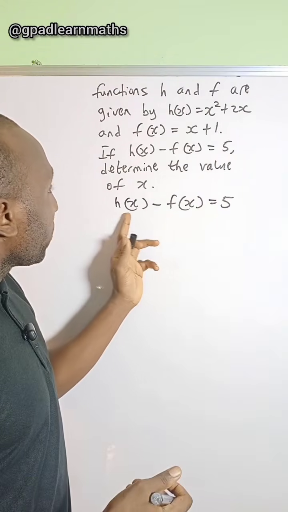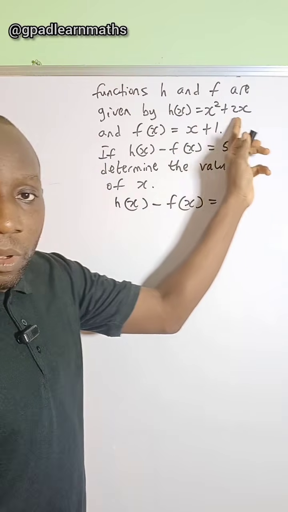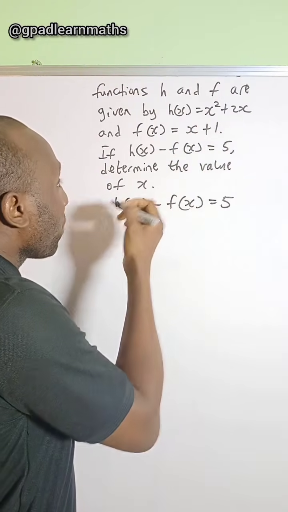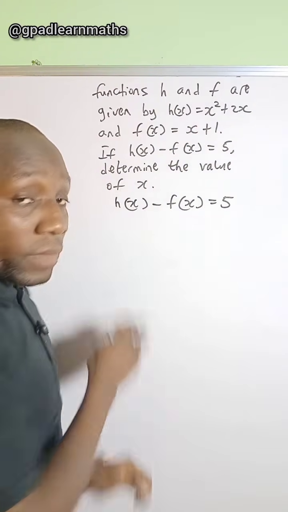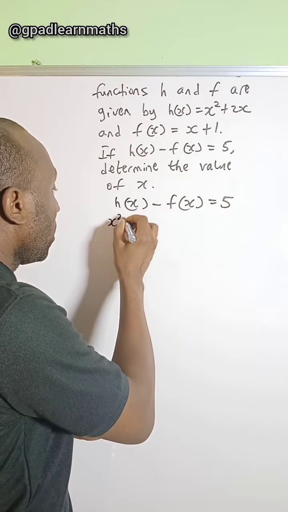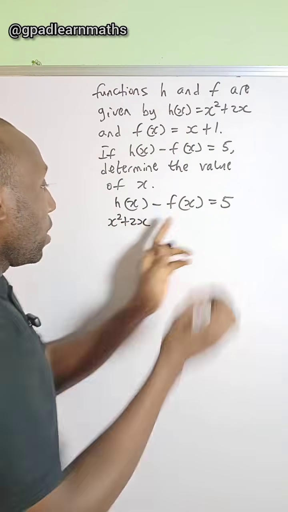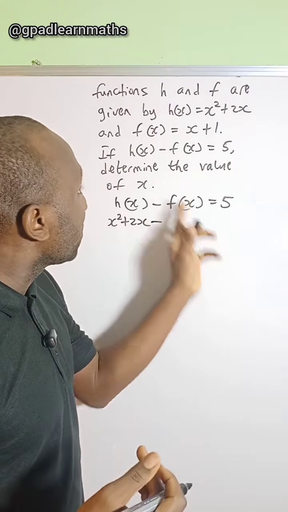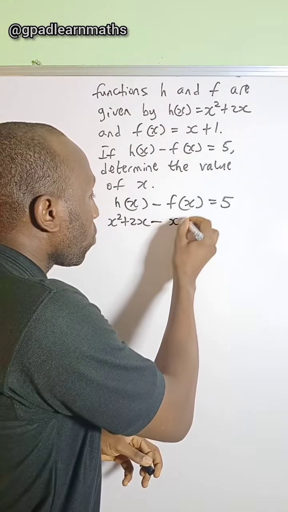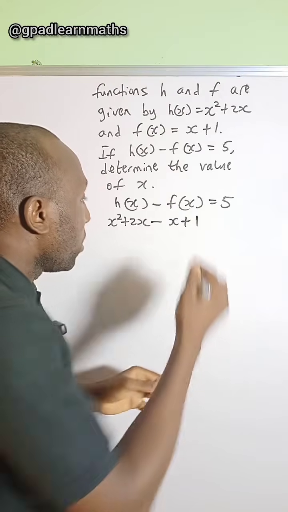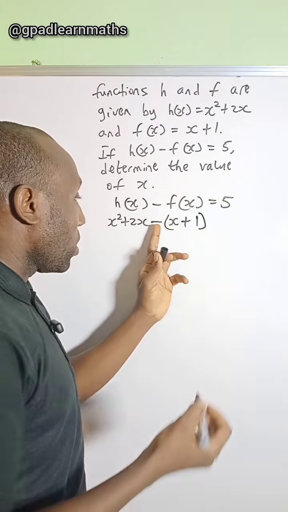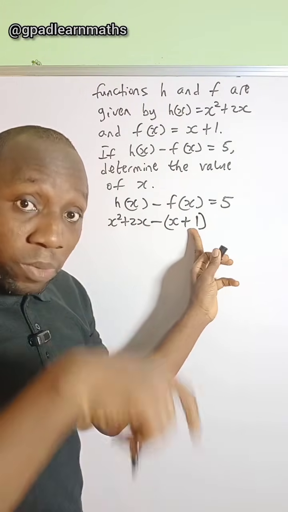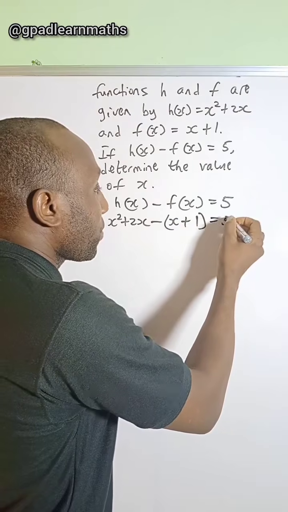First of all, what is h of x? It is given as x squared plus 2x. So I'm going to substitute this for h of x. So that will be x squared plus 2x. Now, what about this? Minus, now there's a catch here. F of x is x plus 1. But if you write x plus 1 like this, of course, this is wrong. So let's enclose this in a bracket because this minus is affecting everything, x and plus 1. So it's equal to 5.